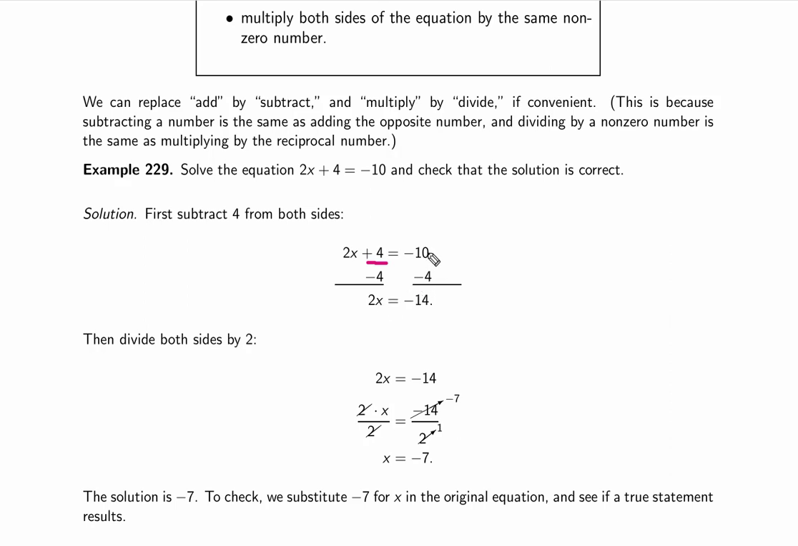Okay, so negative 10 plus negative 4 is negative 14. That's equal to 2x. We're looking for 1x, so divide both sides by 2. Negative 14 divided by 2 is negative 7. All right, so that's our solution, negative 7.